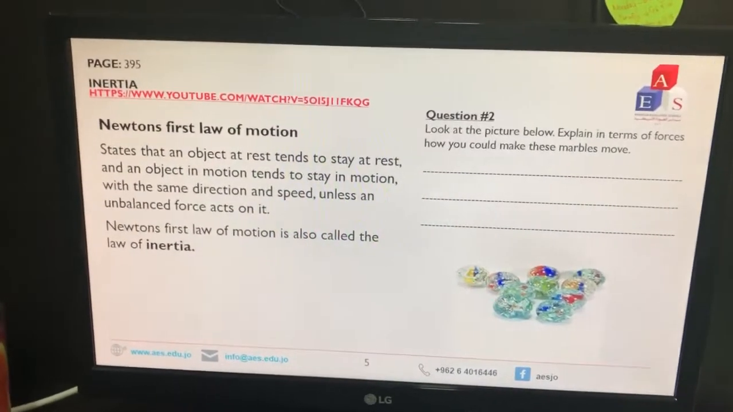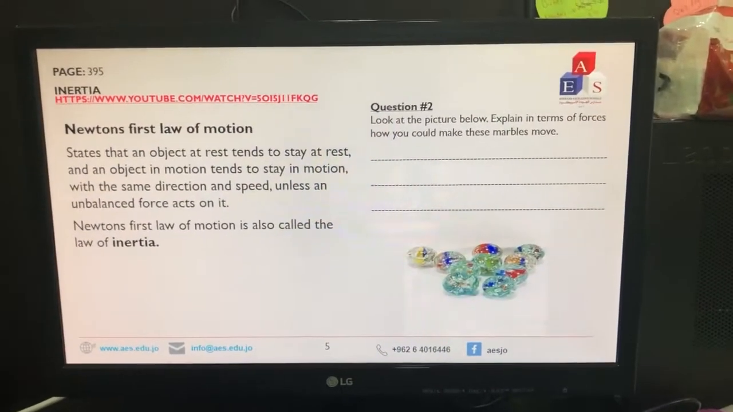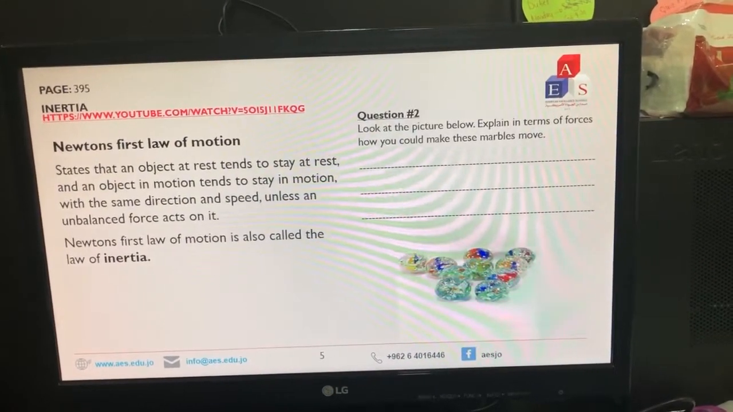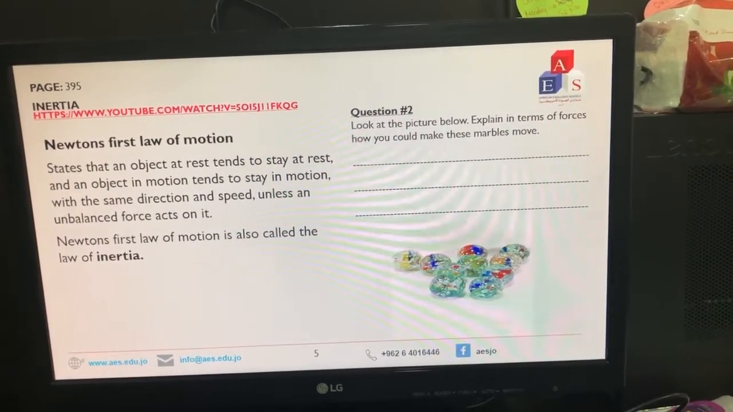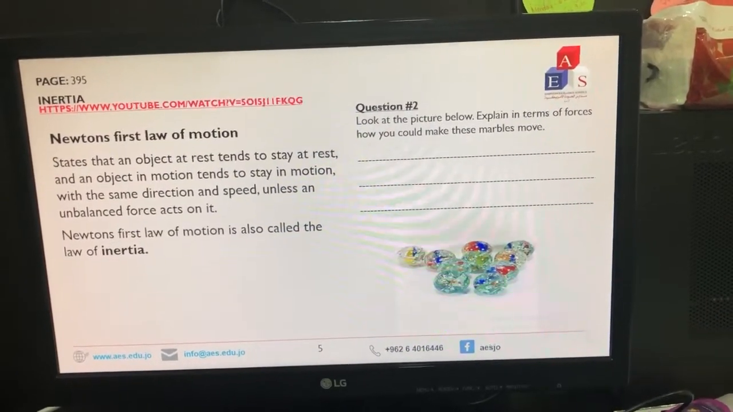Alright, now page 395, it talks about inertia, Newton's first law of motion. Now Newton's first law of motion states that an object at rest tends to stay at rest, and an object in motion stays in motion unless an unbalanced force acts on it.